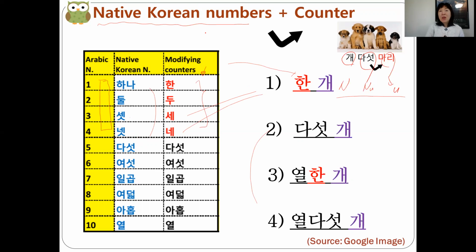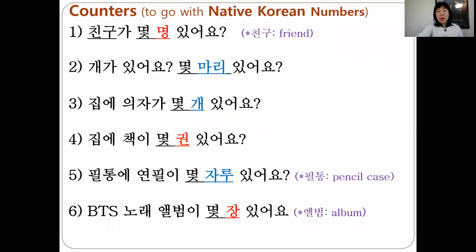What about 11? This one is 열 plus 하나. But when you use this number with a counter, 하나 is an exception, so you have to say 열한 개, 열한 개. Okay? 자, 갑니다. 자, I will show you a couple of units that you may want to know.